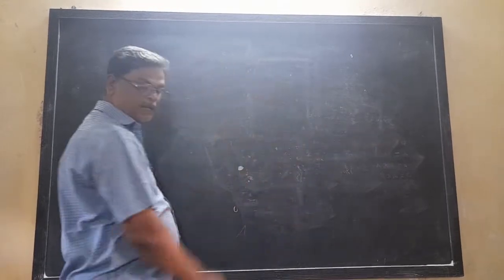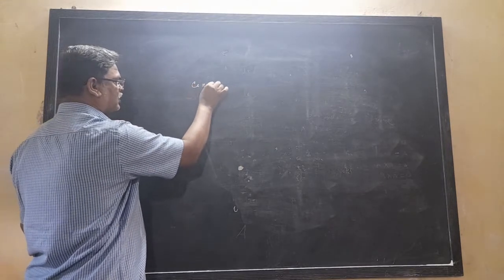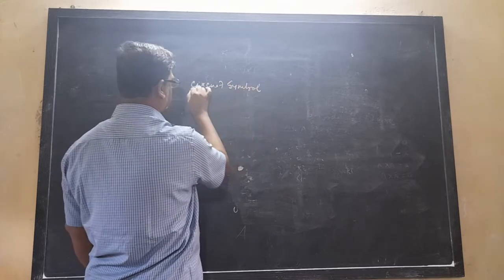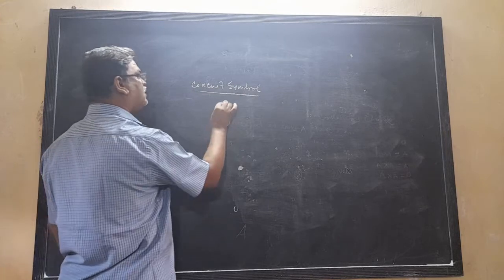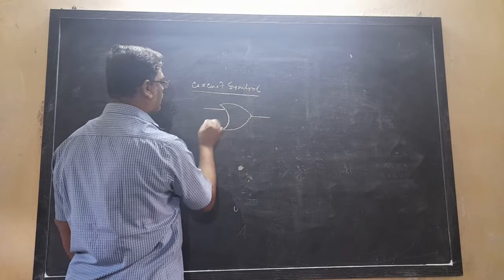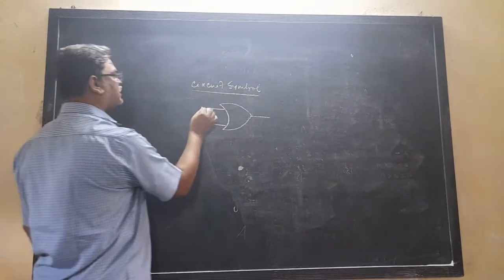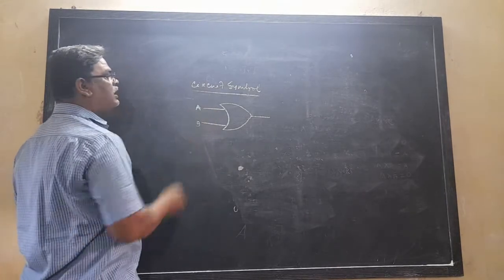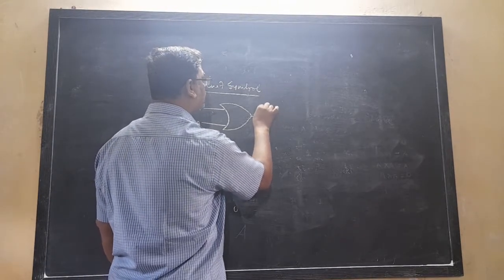The circuit symbol of the OR gate. This is the circuit symbol of the OR gate. Clear? So this is the input A and this is the input B, and this is your output. Clear? This is the output.